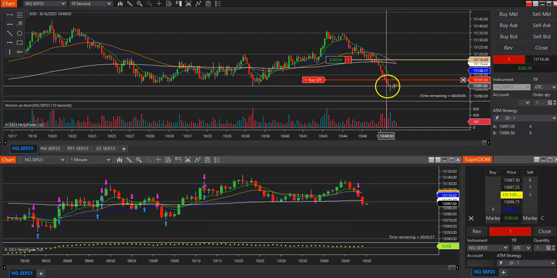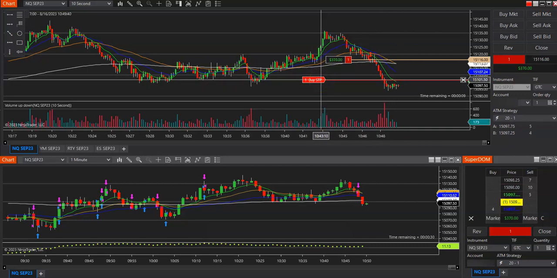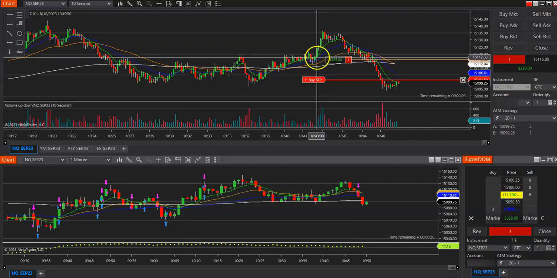So basically the 10-second, waiting for it to continue downside so I can just move my stop. And this is just with one contract. I'm just quick scalping it with this one contract. I might get filled. I might get stopped out right here.